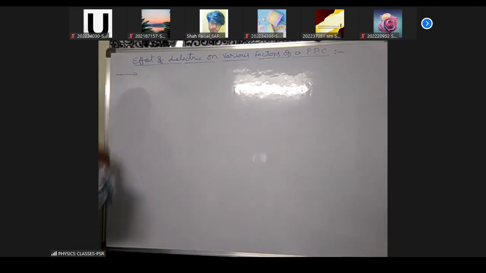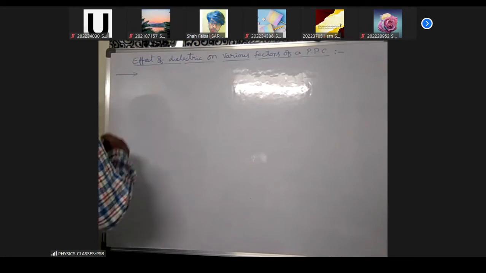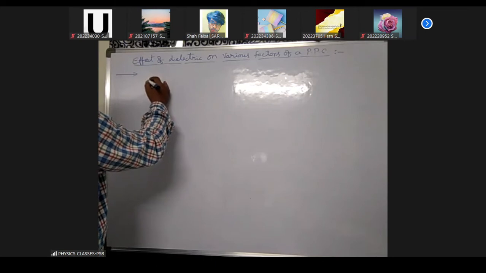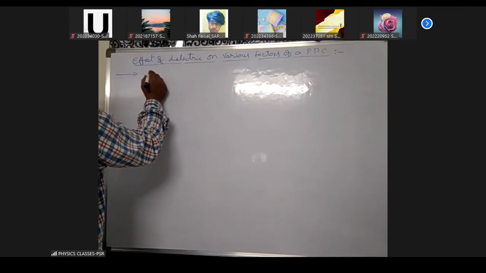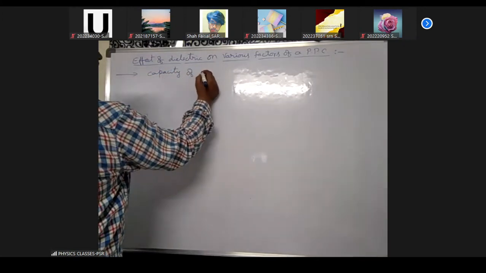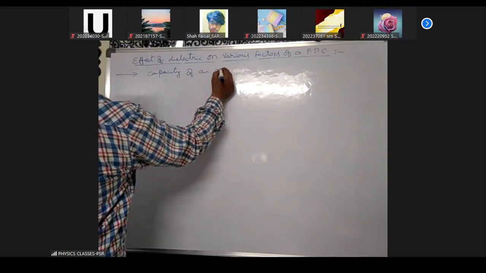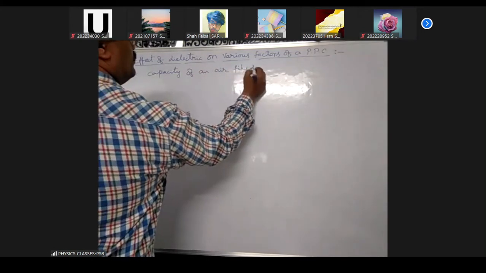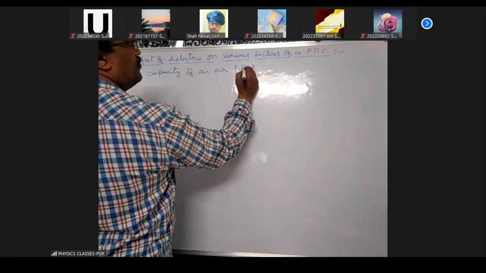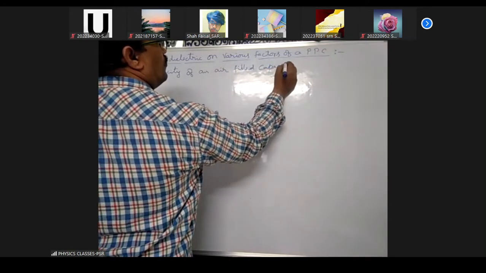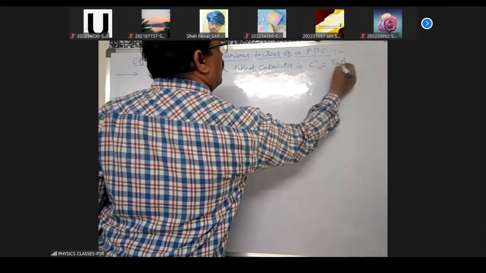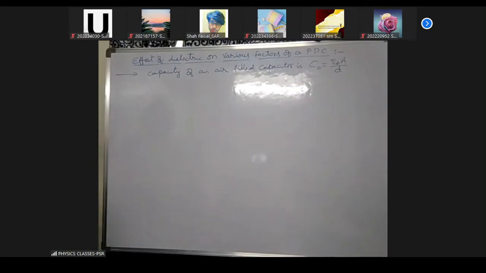What is the capacity of an air filled capacitor? What is the formula for the air filled capacitor? Capacity of an air filled capacitor, C naught is equal to epsilon naught A by D.